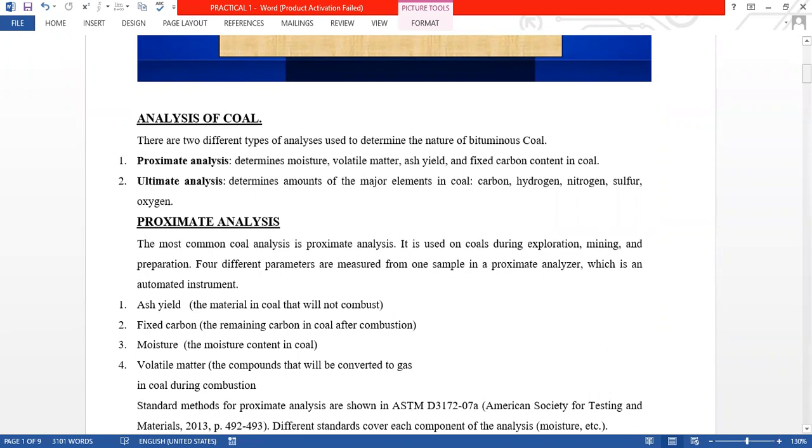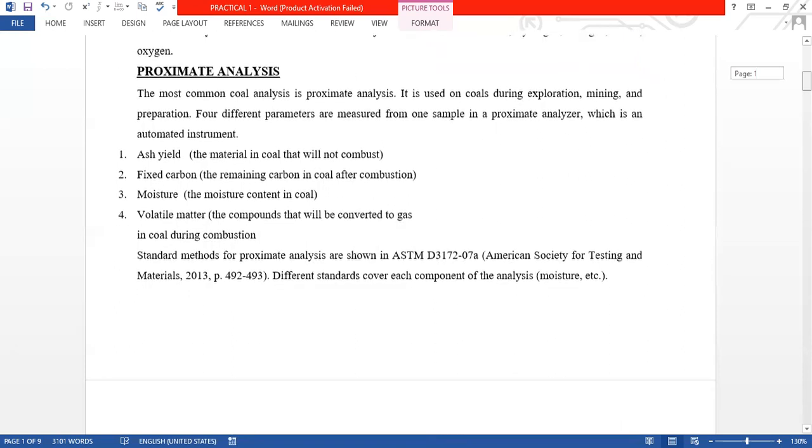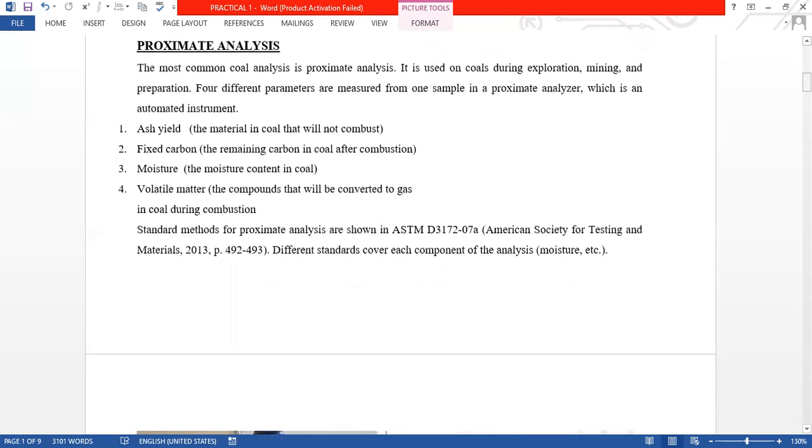In proximate analysis, we're going to determine moisture, volatile matter, ash yield, and fixed carbon, which are present in the coal. Whereas in the ultimate analysis, we are going to determine the amount of the major elements that are present in the coal, for example carbon, hydrogen, nitrogen, sulfur, etc. So let me move toward the in-depth of the proximate analysis.